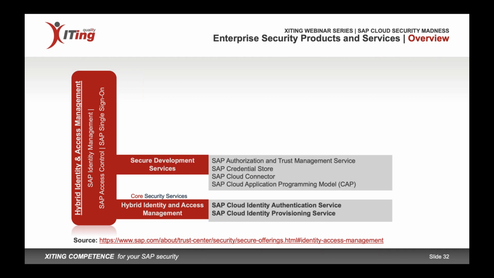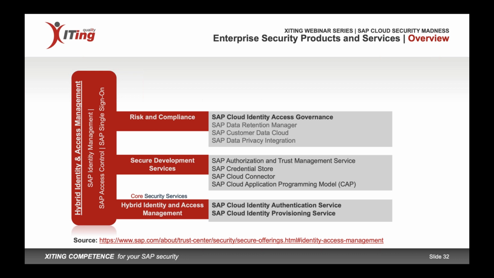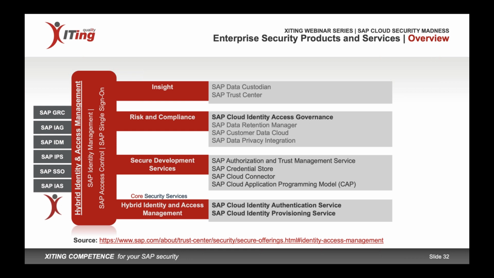And on top of this core layer, we have the secure development services that are part of the platform offering, like the XSUAA, the SAP Credential Store, the Cloud Connector, and also the Cloud Application Programming Model. In the area of risk and compliance, first and foremost, we are focusing on the SAP Cloud Identity Access Governance that somehow enriches the cloud identity services with capabilities for governance, risk analysis, and also workflows. And finally, on top of that, the insight layer with the SAP Data Custodian, for example, public cloud users have transparency and control over their public cloud resources and applications, or with the Trust Center, they can get real-time insights into the cloud systems, like transparency for availability, downtime information, maintenance, and also upcoming releases.